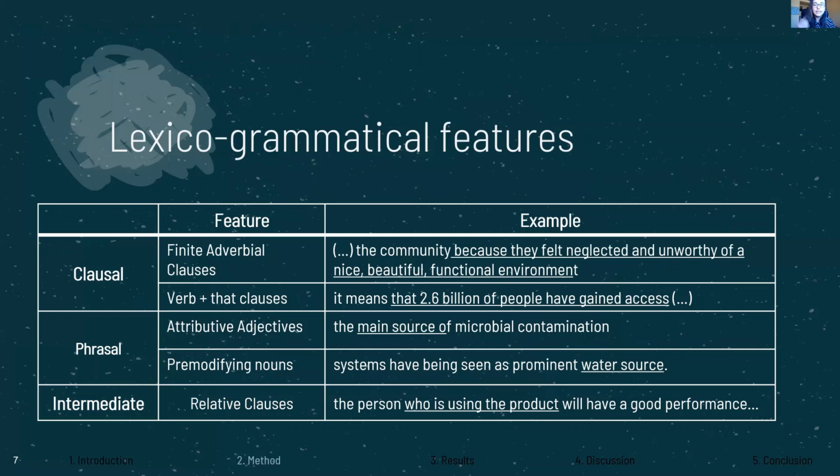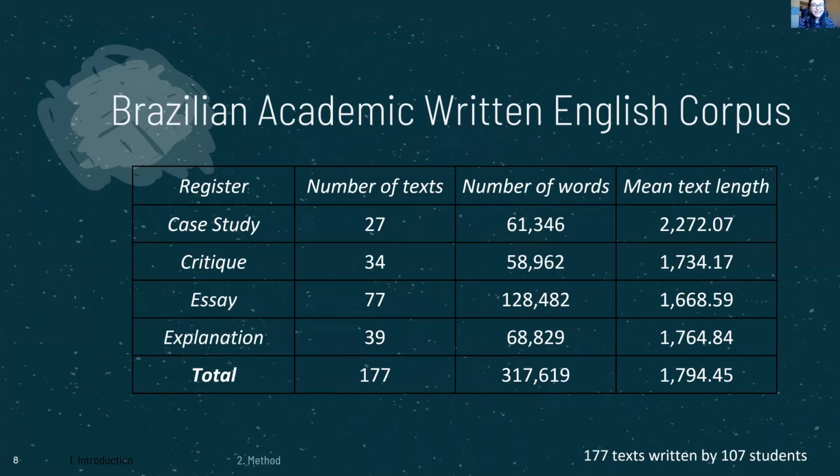So for the lexical-grammatical features, because I wanted to focus on the lexical choices, I decided to focus on a limited number of grammatical features. So I have two clausal, two phrasal, and one intermediate feature. And in order to investigate this, I need a corpus, of course.